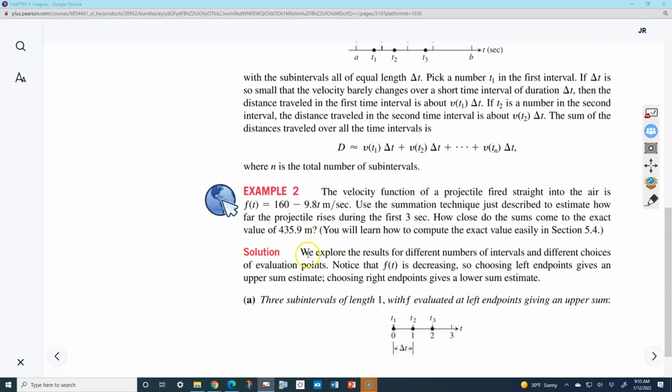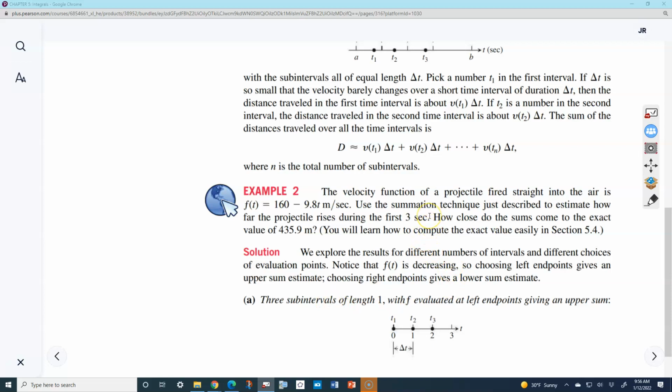All right, the solution. We explore the results for different numbers of intervals and different choices of evaluation points. Notice that f of t is decreasing, so choosing left endpoints gives an upper sum estimate. Choosing right endpoints gives a lower sum estimate.